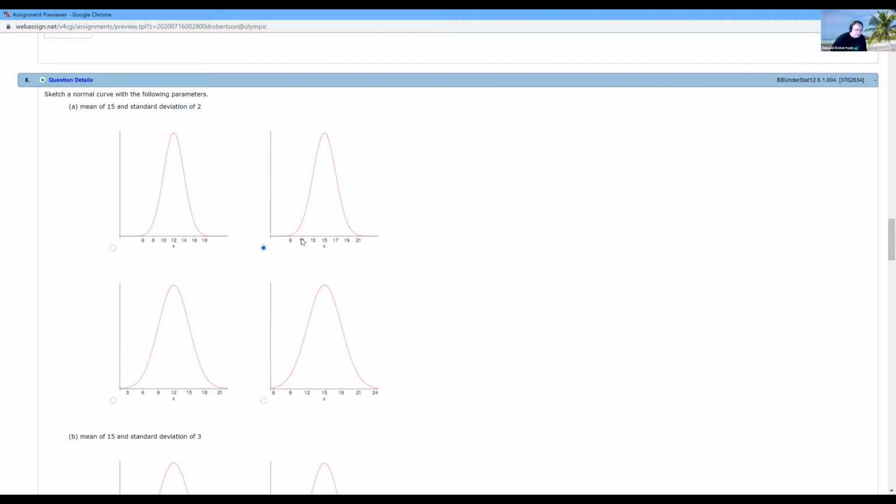Right, correct. Let's check it. Can you see the middle of the hill is at 15? A bit hard to tell, but it is, right? And what's the next number after 15? Isn't it 17? And what does 15 to 17 give you? Doesn't it give you a standard deviation of 2?